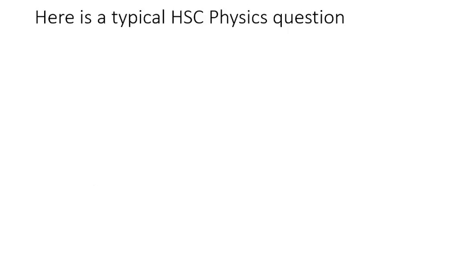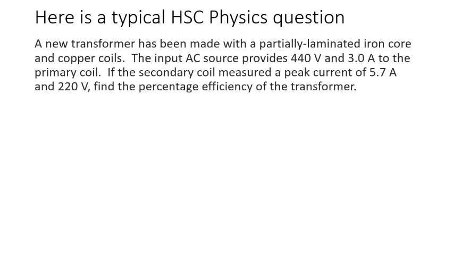So here is a typical HSC physics question. A new transformer has been made with a partially laminated iron core and copper coils. The input AC source provides 440 volts and 3.0 amps to the primary coil. If the secondary coil measured a peak current of 5.7 amps and 220 volts, find the percentage efficiency of the transformer. Well, again, first thing we do is we write down the 5 steps for this equation.